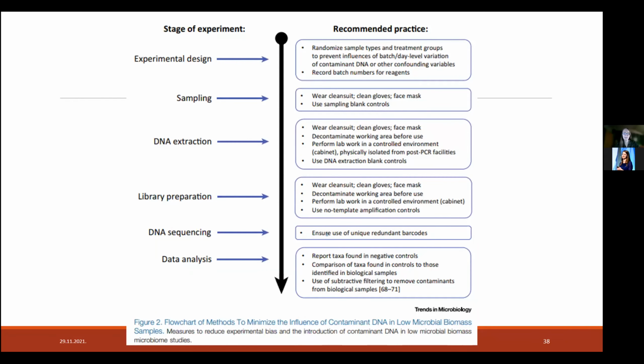And in the end, I will leave you with this small chart that also could help you. I won't go into detail, but in every step that you are doing when performing your microbiome study, there are a lot of things that you can do to prevent or to control the contamination. Also in data analysis, there are amazing tools created that could help to filter your data based on the result you obtain in the negative controls. So I would say take a deeper look into this.